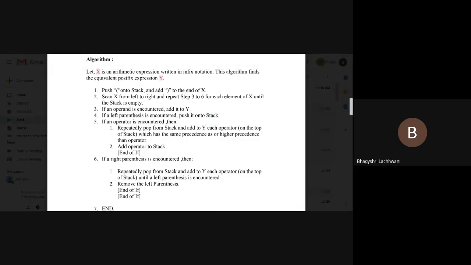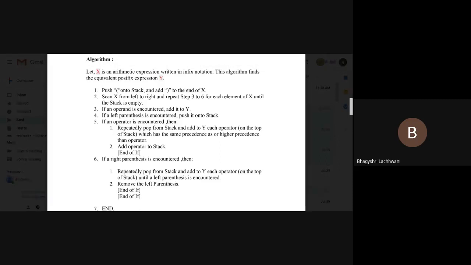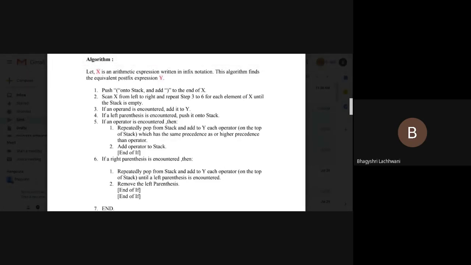Next, the operator. For this you have to work with the fifth step. Whenever a new operator comes, you first repeatedly pop from the stack and add to y each operator, that means repeatedly pop the elements present in the stack and add them to the postfix expression which have the same or higher precedence. We will do an example, then it will be more clear. The next step for the operator is to add the operator to the stack. One by one you add, and if a higher or same precedence operator is there, you move it to y, that is the postfix.